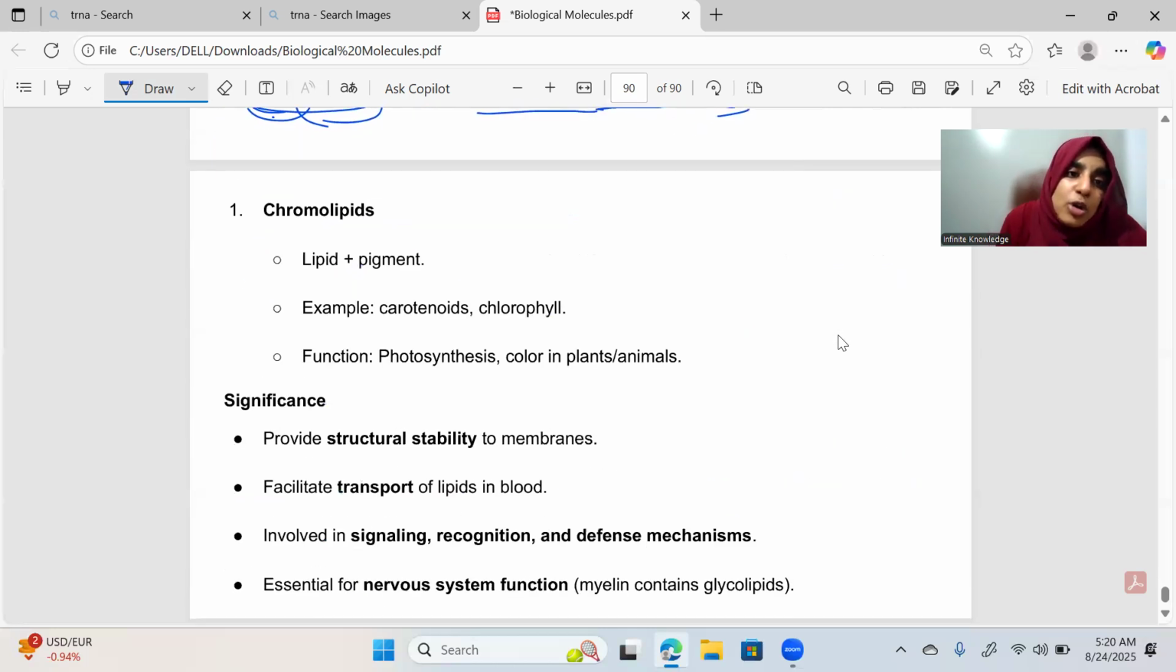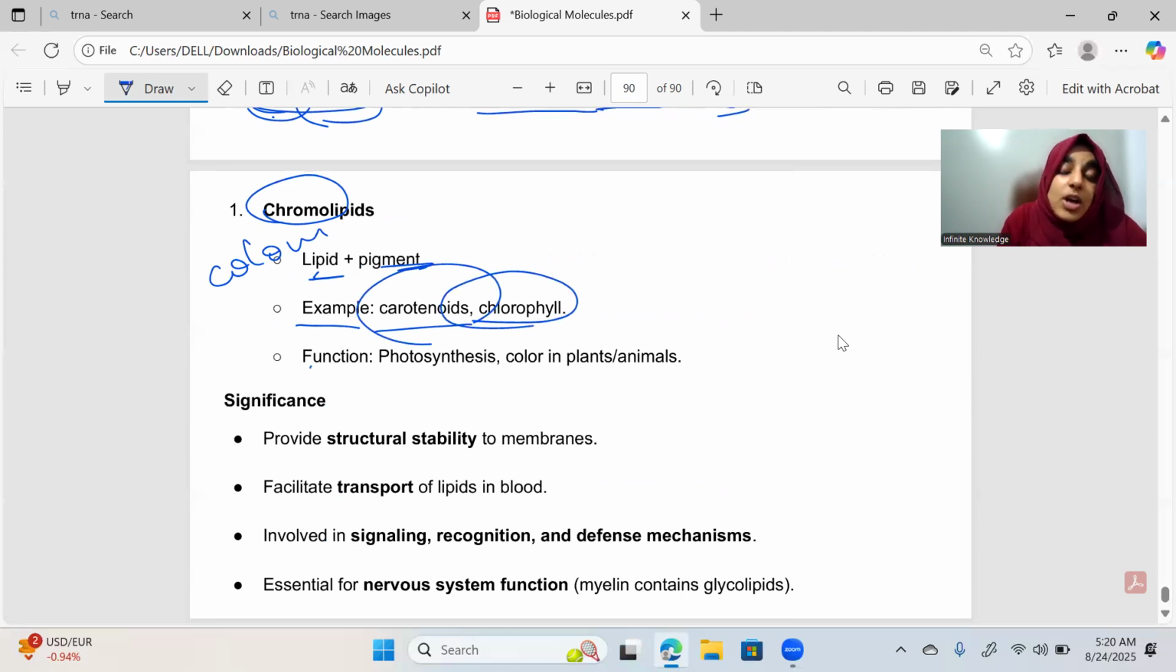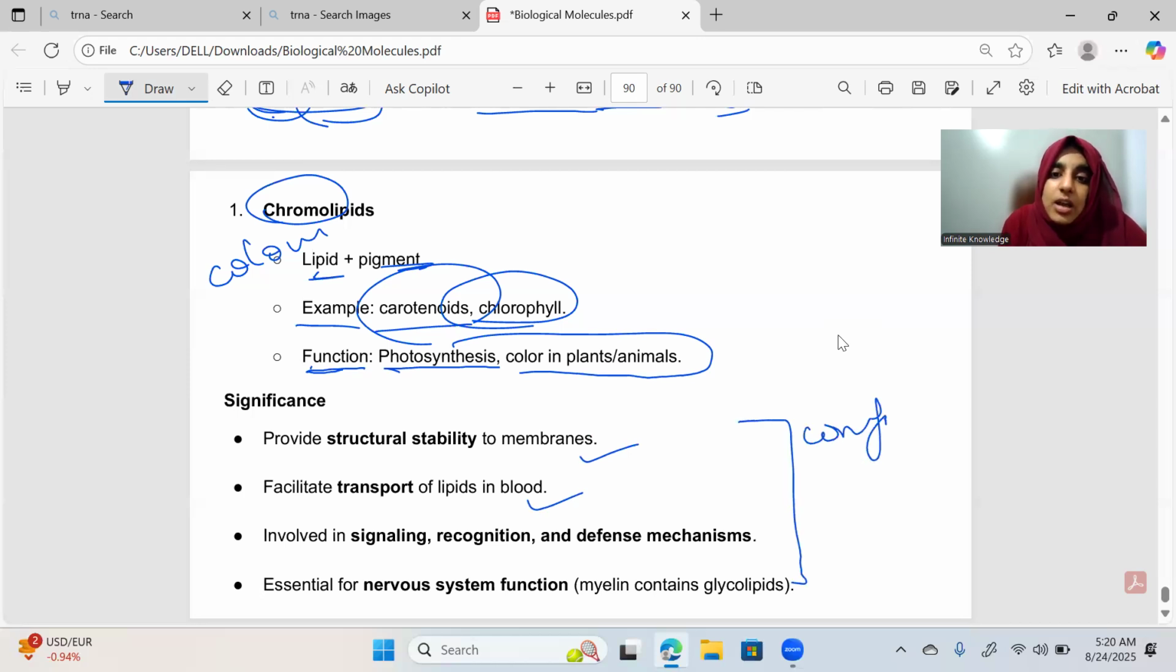Now we have chromolipids. Chromo means what? Color. So it means lipid plus pigment. The examples are carotenoids and chlorophyll. Chlorophyll is green, carotenoids are orange or reddish, right? The function is photosynthesis. These provide color in plants and animals. The significance is that it provides structural stability. It helps in transport. So this is the significance of all of the conjugated compounds, right?